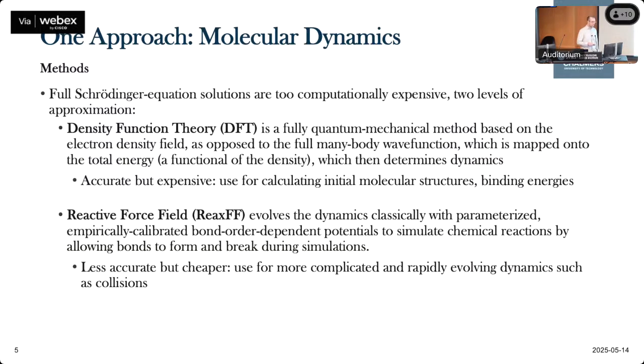Anyways, the methods that we use: solving the full many-body Schrodinger equation, even for the smallest dust grains, is still too computationally intensive. So we use two levels of approximation. The first is density functional theory, which is fully quantum mechanical, but it's based primarily on the electron density field, as opposed to the many-body wave function. This density field is mapped onto the total energy, which then determines the dynamics. This is a fairly accurate method, but it's expensive, and so we only use it for calculating structures that are close to equilibrium, like finding the material structures and calculating binding energies.